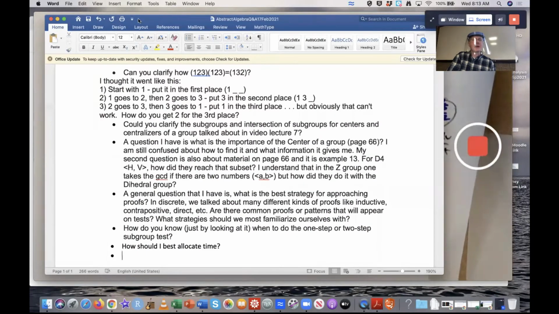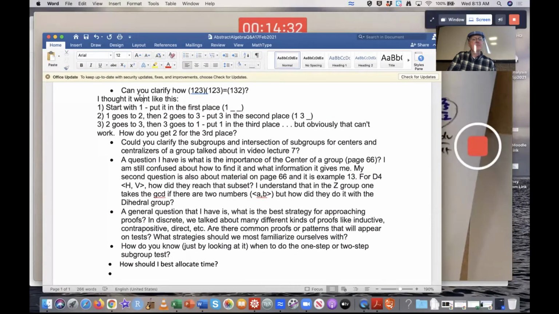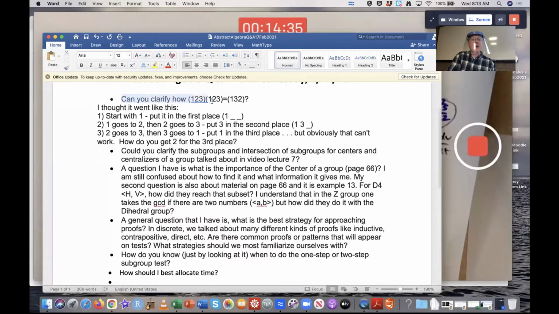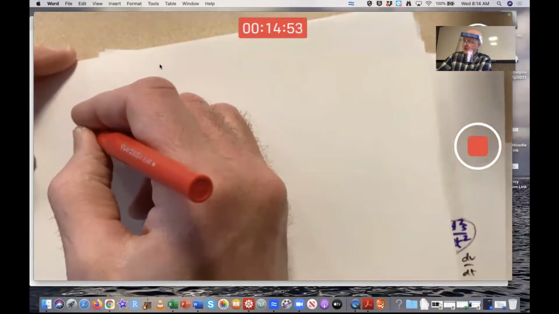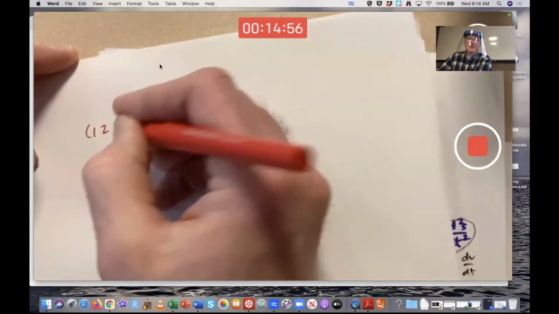Okay, so the first question I got was: can I clarify cycle notation with permutations? Can I clarify how, when you multiply, quote unquote, these cycles, (1 2 3) times itself, I get (1 3 2)? Okay, so we're talking about a permutation in cycle notation.